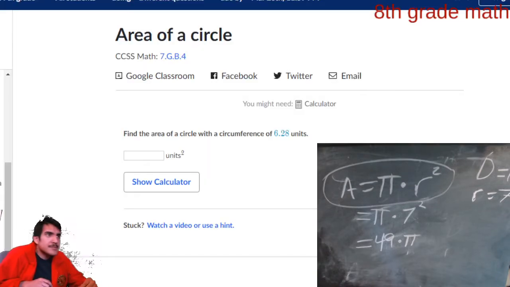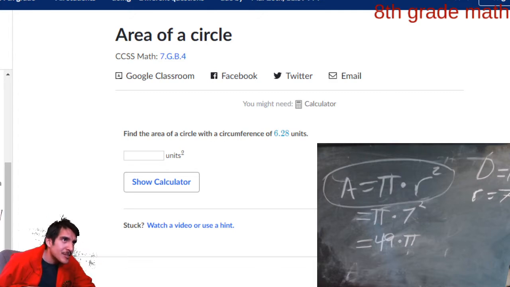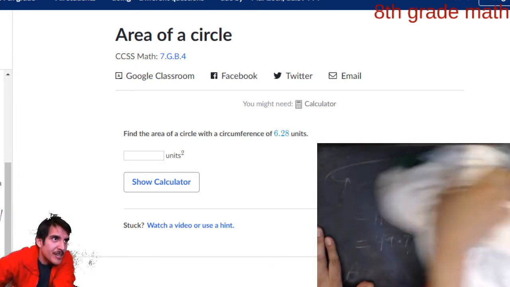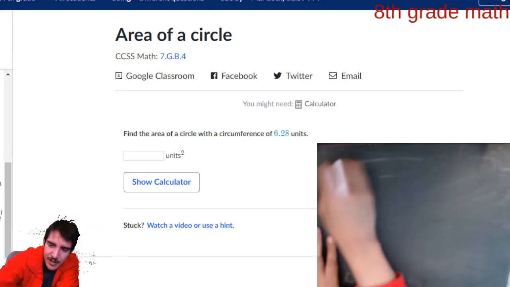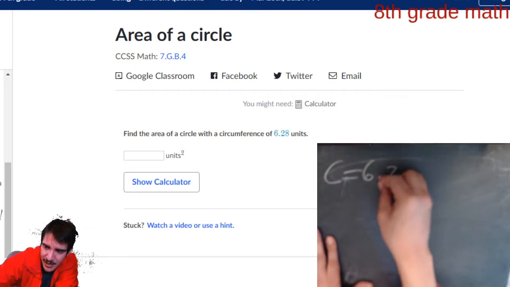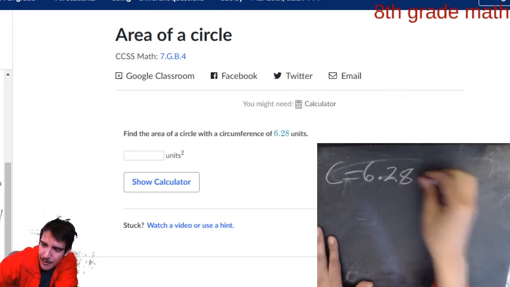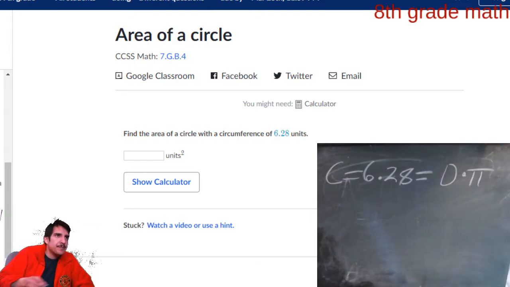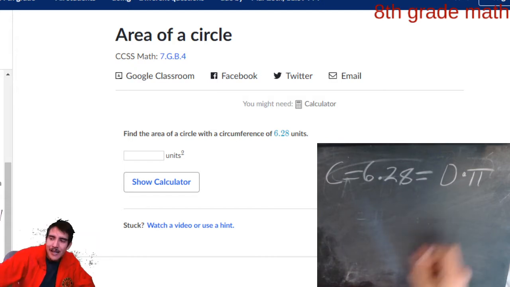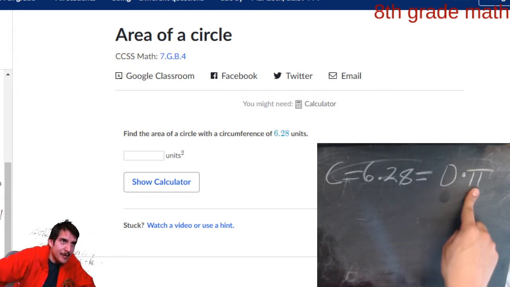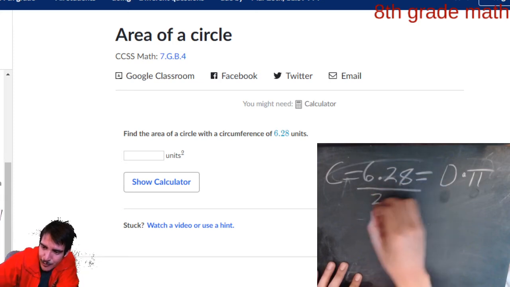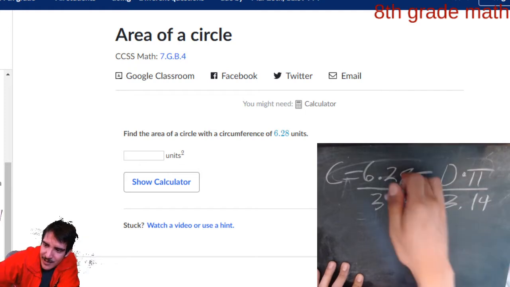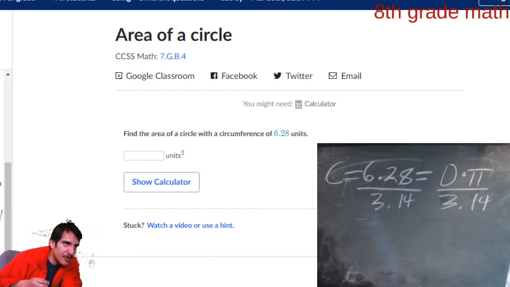All right. So we got find the area of a circle with a circumference 6.28 units. Okay, so this is a problem where we're starting with circumference. So we're starting with C equals 6.28. And remember, if you're doing circumference, that's diameter times pi, right? Now, if you want to find out what is the mystery D, you have to get rid of pi, so you have to divide by 3.14. I'm going to let you do this calculation at home. 6.28 divided by 3.14. Please do that.